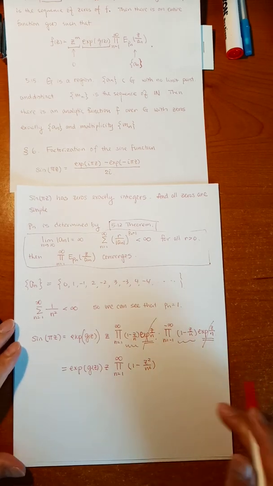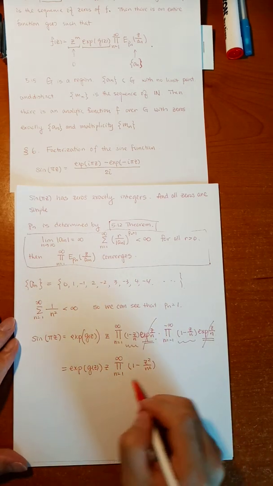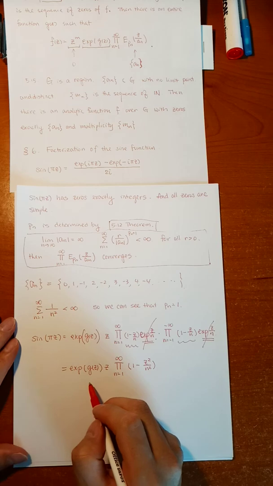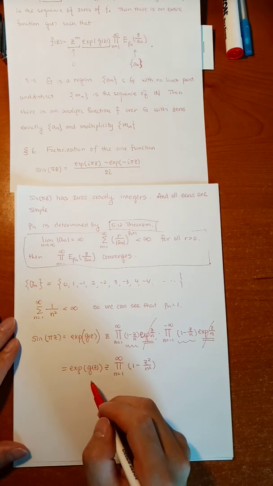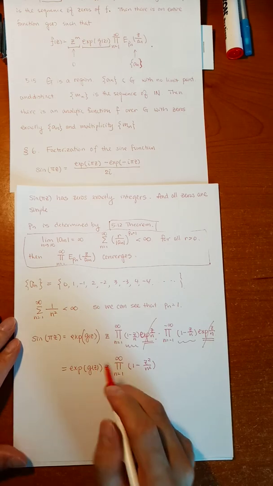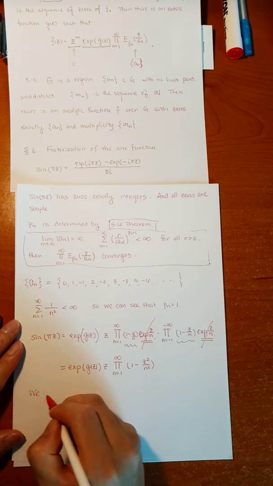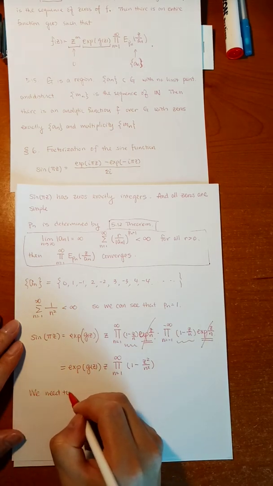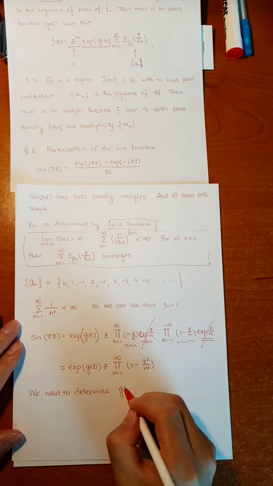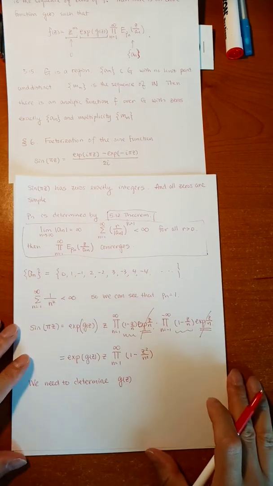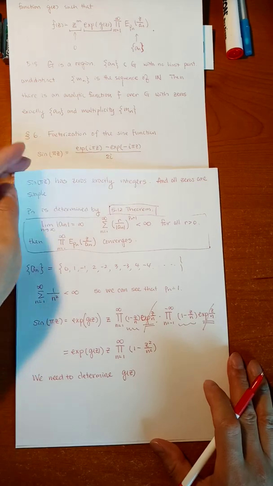All right, so sine pi z is almost determined. It looks like this, except for the entire function g of z. So we need to determine g of z. Well, let's see. This becomes the tricky part.